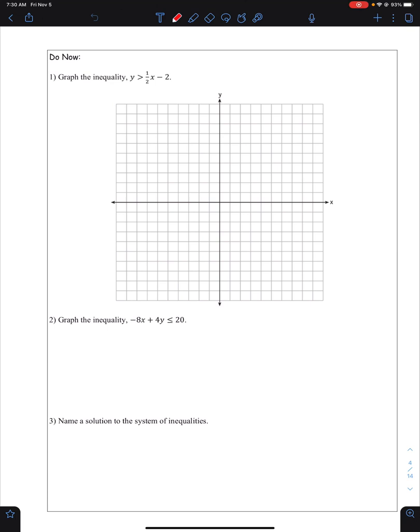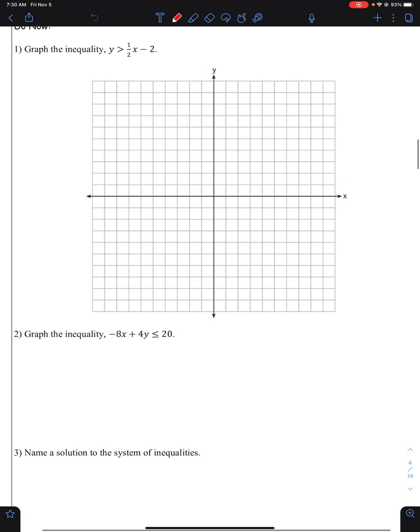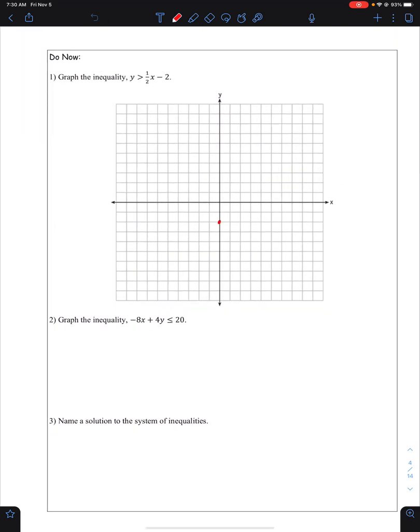So we have y is greater than 1/2 x minus 2. So I'm going to plot it like a normal line. Y-intercept's at -2. And then my slope is up 1 to the right 2. Plot as many points as you can. Draw your line. Arrows on the end of it.